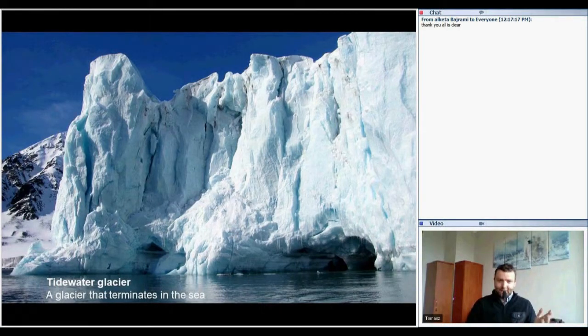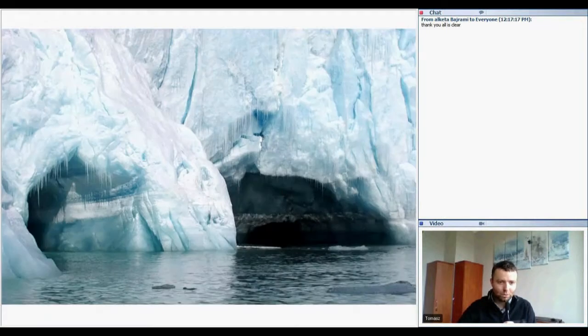But glaciers can terminate on land, but also can terminate in the sea. When they terminate in the sea, there are those huge tunnels that go from the glacier to the sea, and during melt season there is lots of water going through these tunnels straight to the ocean.